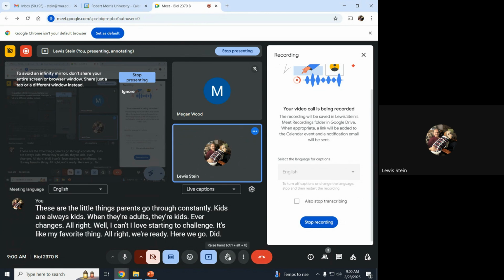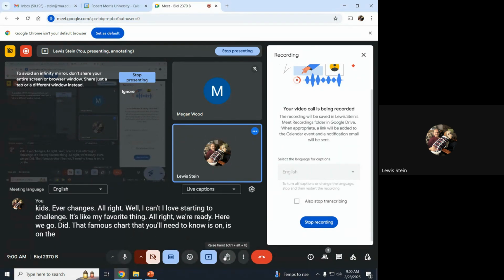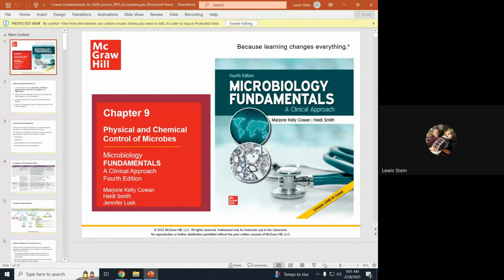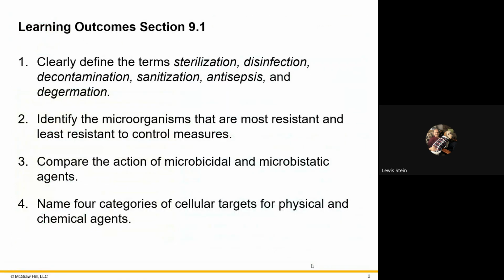That famous chart that you'll need to know is on the Nestor PowerPoint, which I uploaded. We're not getting to that till sometime next week. So this is more about both of these. Actually, I like aspects of this even better, but there are some things that are more thorough on the other one. It's the old story.